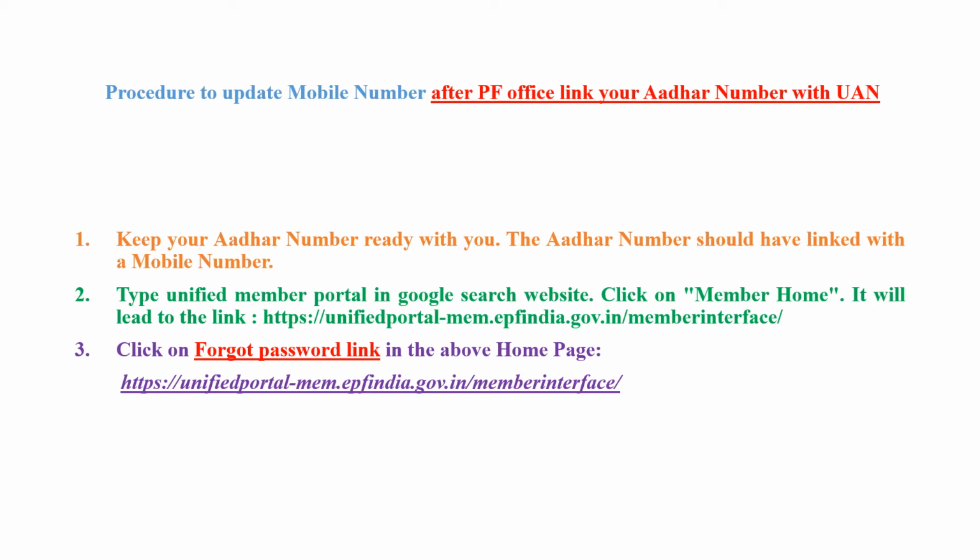If any of your name, date of birth and gender are not matching with the UAN database, then an authentication failed message will come. In that case, you have to submit your joint declaration. Once you submit your joint declaration, the PF office will link your UAN with Aadhaar. After that is over, then how to change your mobile number? Check the procedure to update very carefully. Procedure to update mobile number after the PF office links your UAN and Aadhaar number.